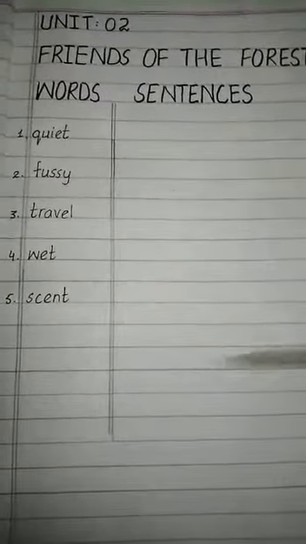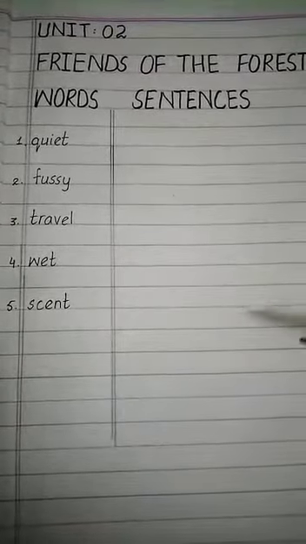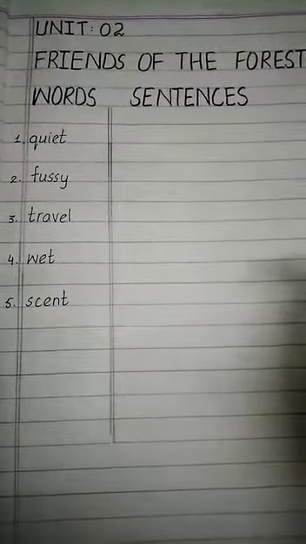This was all about the notebook work, or the rough notebook work of our lesson number 2. Here our lesson number 2 is completed.